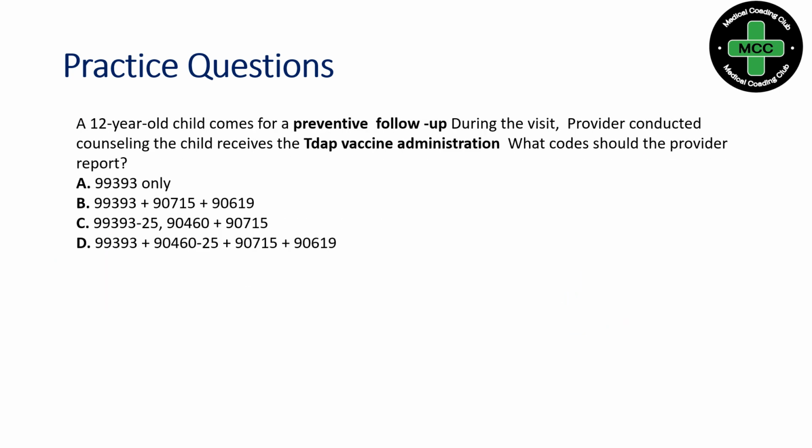Here, a 12-year-old child comes for a preventive follow-up. During the visit, the provider conducted counseling, and the child receives the Tdap vaccine administration. What code should the provider report? So check the patient age. Patient is 12 years, and came for a preventive follow-up, which means you have to go with established. The Tdap vaccine is a separately billable service. We have a separate code and we have to bill that accordingly.